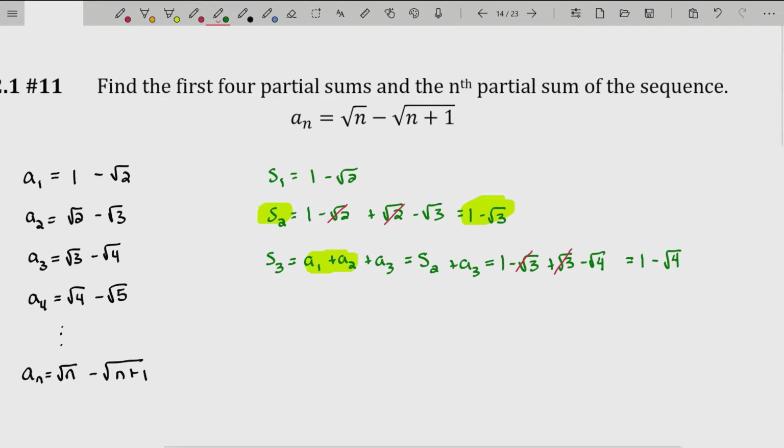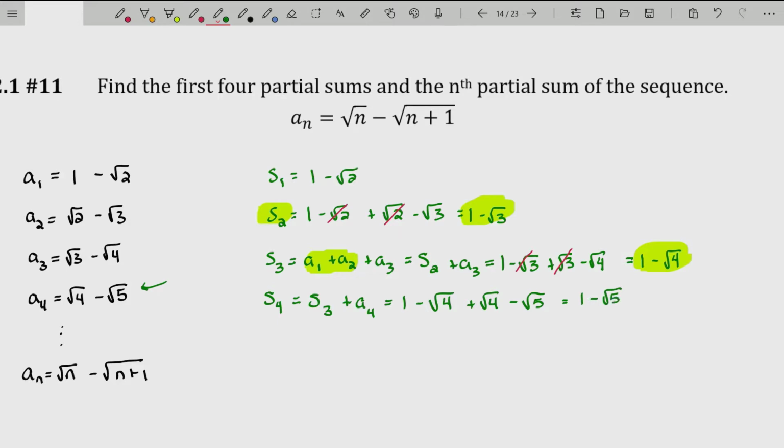And then you look at S sub 4 and say, well, I'm going to use that same trick. It's just the sum of the first three elements plus the fourth element in the sequence. Well, the sum of the first three elements we have right here. It's just 1 minus the square root of 4. The fourth term of the sequence is root 4 minus root 5. And so that will equal 1 minus root 5 when everything compresses down, because the square roots of 4 cancel.